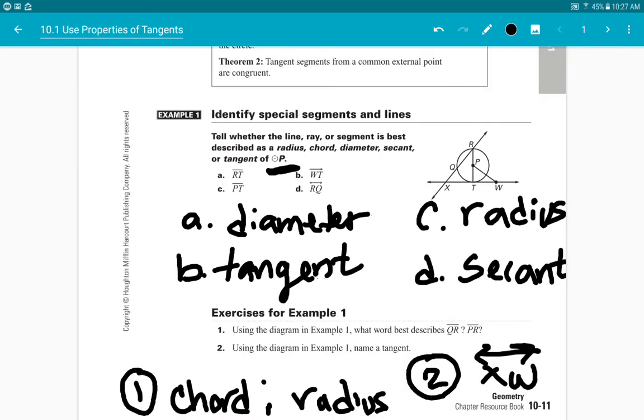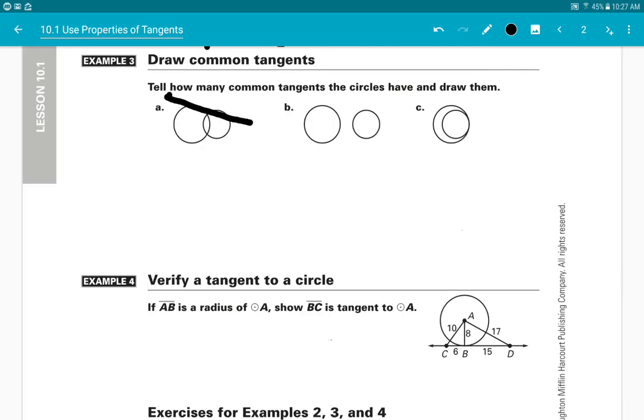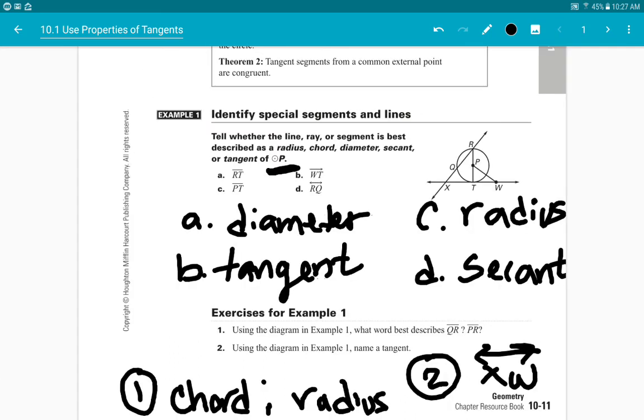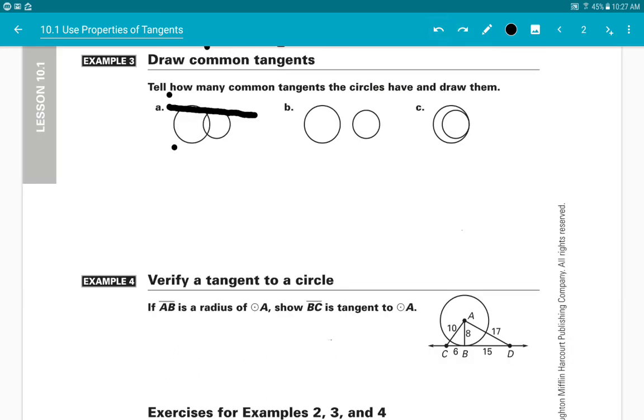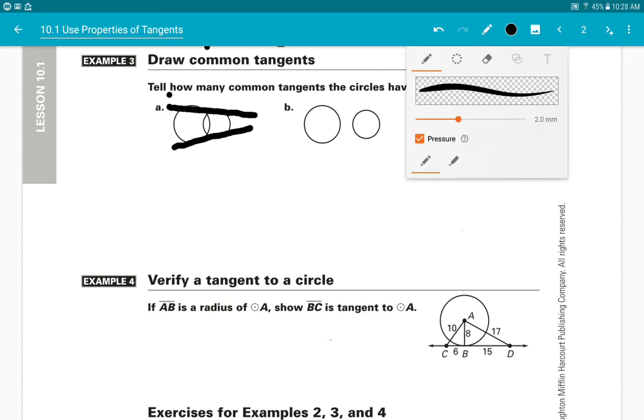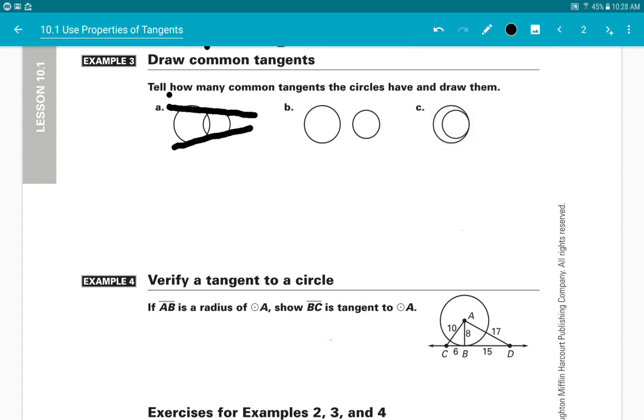Let me try to draw that a little bit better. Undo. So that's one common tangent, and here is another common tangent. This circle has two common tangents and they're both on the exterior portion of the circles. Now this next one, we're going to have quite a bit more. You still have the two that are out here.